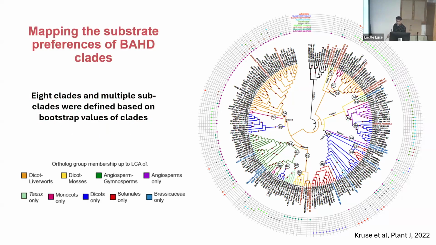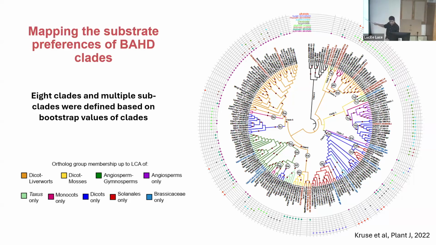Now, we can also go back and see how activities have evolved through their expansion in land plants. For that, we need to know what the ancestral activity is. The colors on the branches indicate how far back the orthologous group of that enzyme is conserved. If it is orange, it means the orthologous group is conserved in angiosperms, gymnosperms, mosses, liverworts, in all of land plants. If it's blue purple, it's only present in dicots and angiosperms.